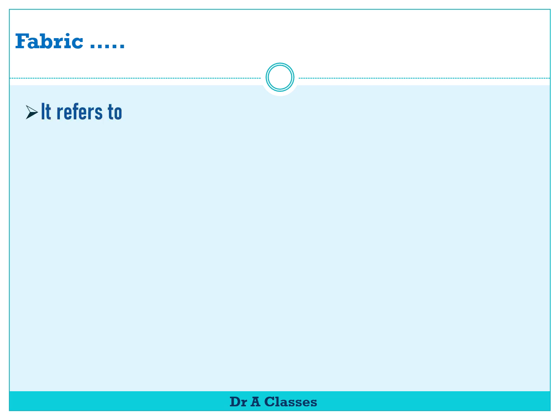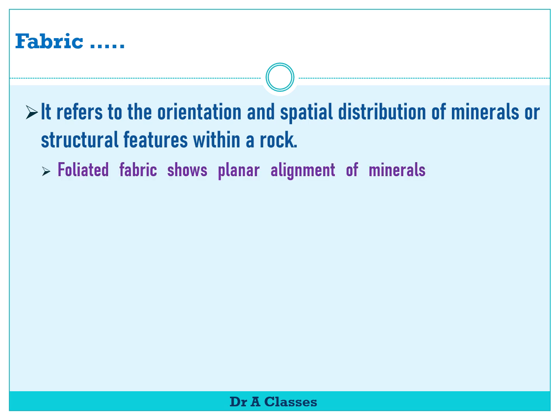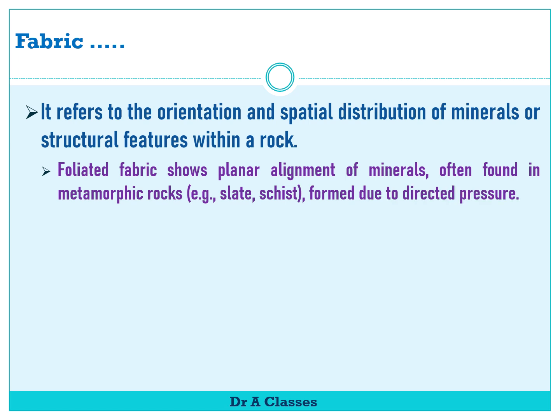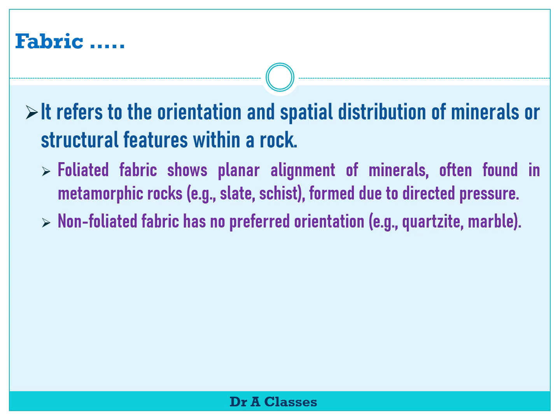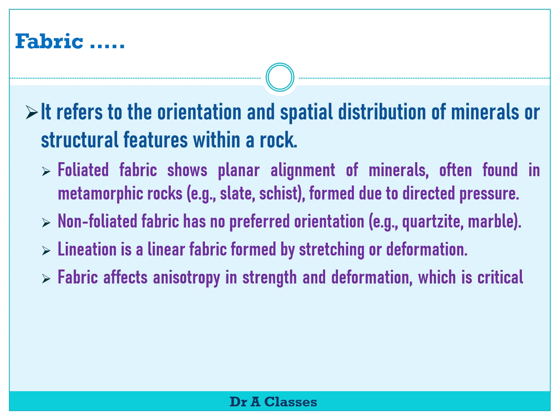Fabric. It refers to the orientation and spatial distribution of minerals or structural features within a rock. Foliated fabric shows planar alignment of minerals, often found in metamorphic rocks, for example slate sheets, etc., formed due to directed pressure. Non-foliated fabric has no preferred orientation, like quartzite, marble, etc. Lineation is a linear fabric formed by stretching or deformation. Fabric affects anisotropy in strength and deformation, which is critical in tunneling, slope design, and excavation planning.